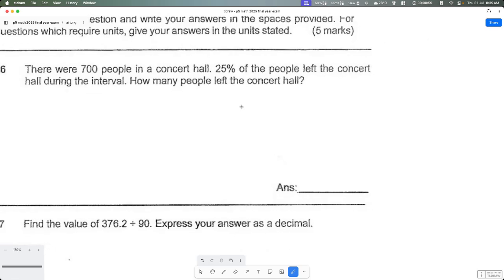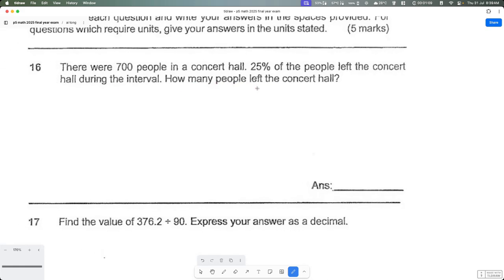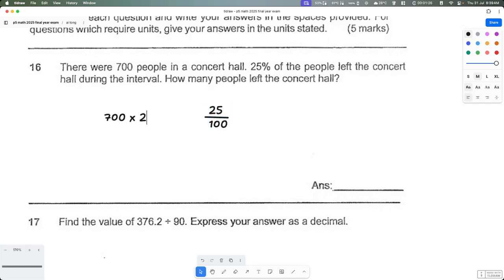So, question 16 says there were 700 people in the concert hall. 25% of the people left the concert hall during the interval. How many people left the concert hall? All right, so in this case, what we need to do is to have 25 out of 100. 25% is basically 25 out of 100. So in essence, it will be 700 times 25%, and this will equal 700 times 25 out of 100.